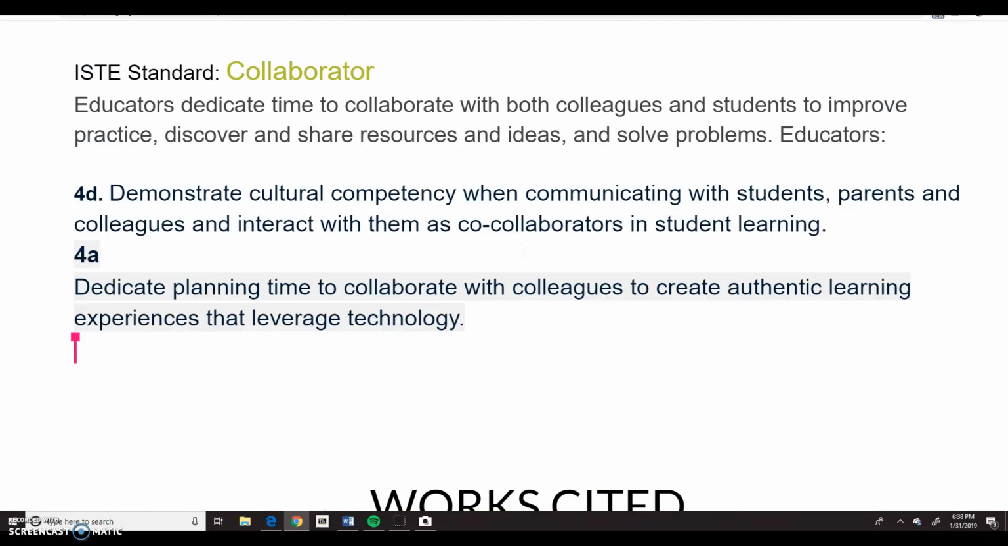The ITSE standards that are covered in the scenario are 4A, which is to dedicate planning time to collaborate with colleagues to create authentic learning experiences that leverage technology. The other standard is 4D, which is to demonstrate cultural competency when communicating with parents, students, and colleagues, and interact with them as co-collaborators in student learning.